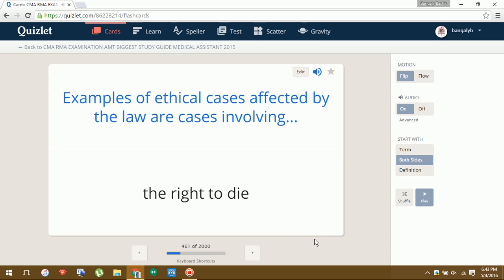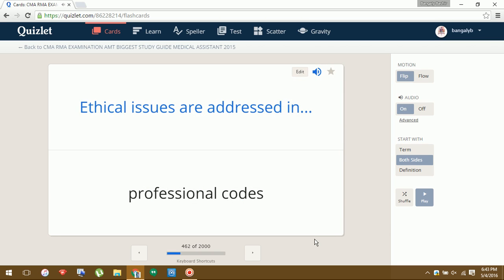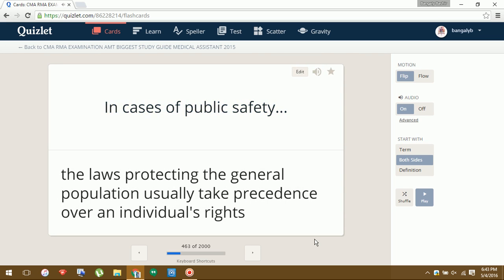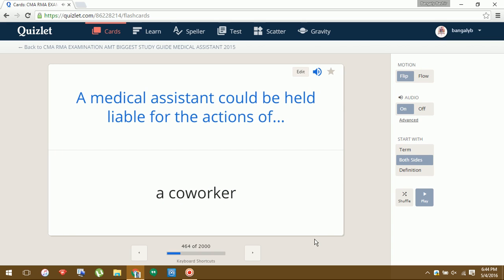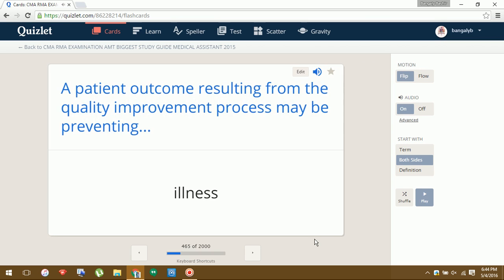Examples of ethical cases affected by the law are cases involving the right to die. Ethical issues are addressed in professional codes. In cases of public safety, the laws protecting the general population usually take precedence over an individual's rights. A medical assistant could be held liable for the actions of a coworker. A patient outcome resulting from the quality improvement process may be preventing illness.